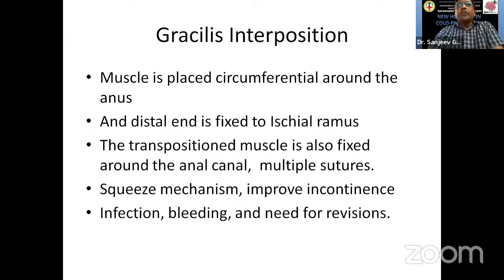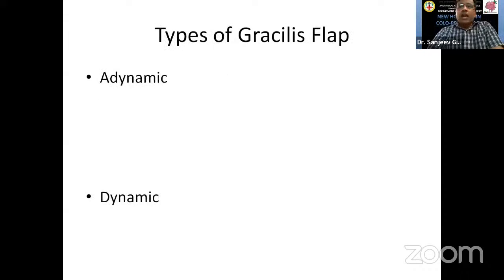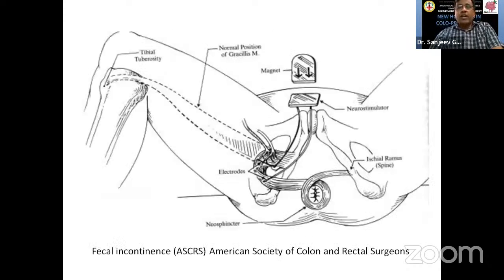There are 2 components of gracilis interposition surgery. One is adynamic, where you do not use a neurostimulator to contract the muscle. And the next is dynamic, which is more preferred these days, where you put a neurostimulator above the pubic bone, and which leads to continuous stimulation of the muscle, leading to contraction.